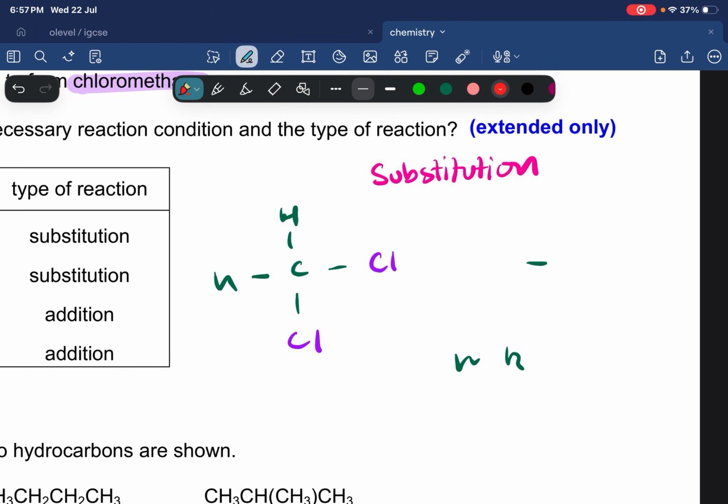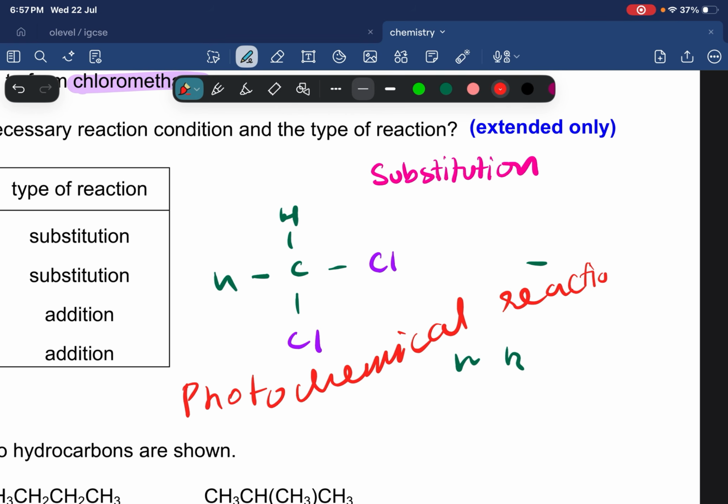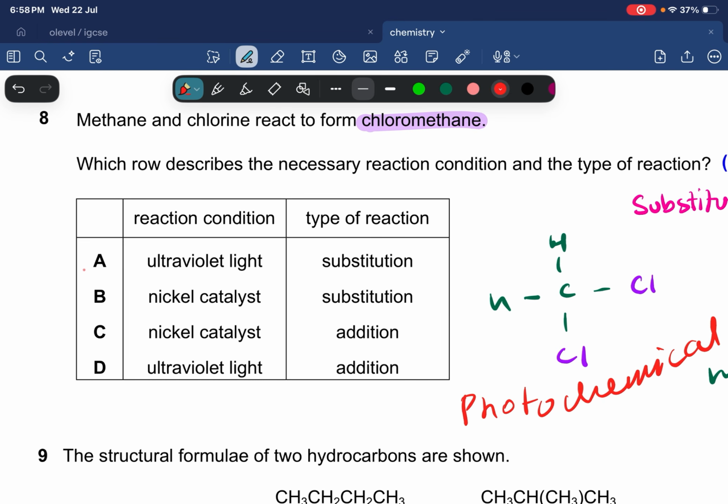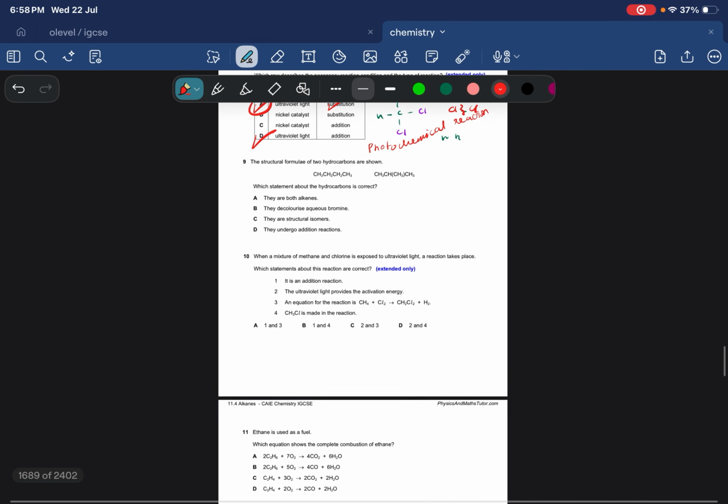photochemical reaction. A very important word that's present in your syllabus. It says this is a photochemical reaction. That means it needs UV light, ultraviolet light, for it to continue. For the activation energy of this reaction to break the initial ClCl bond, you need the UV light. So remember, this is the only photochemical reaction in your syllabus. Condition, ultraviolet light. Type of reaction, substitution. 1 hydrogen being substituted by 1 chlorine at a time.